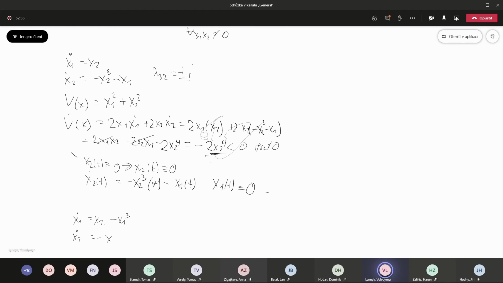Only this part we need. If this part is minus 2x2, x2 to 4, minus some x1 cubed, for example, then we can say this system is global asymptotically stable, GAS. But in this case it is only global stable, without asymptotic, it's global Lyapunov stable.